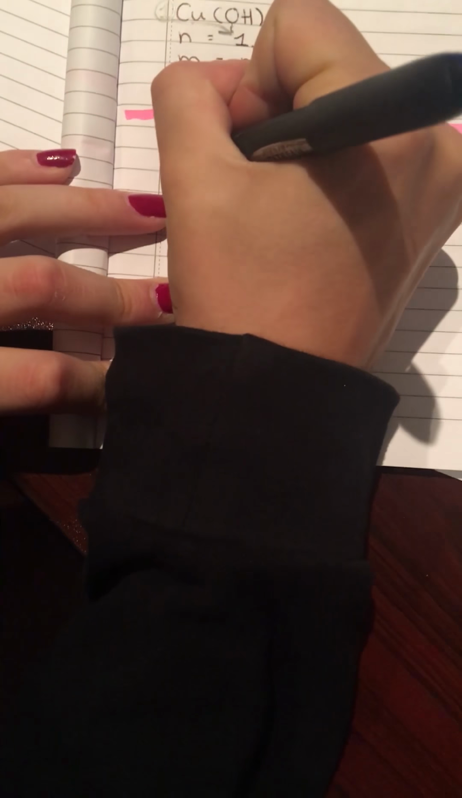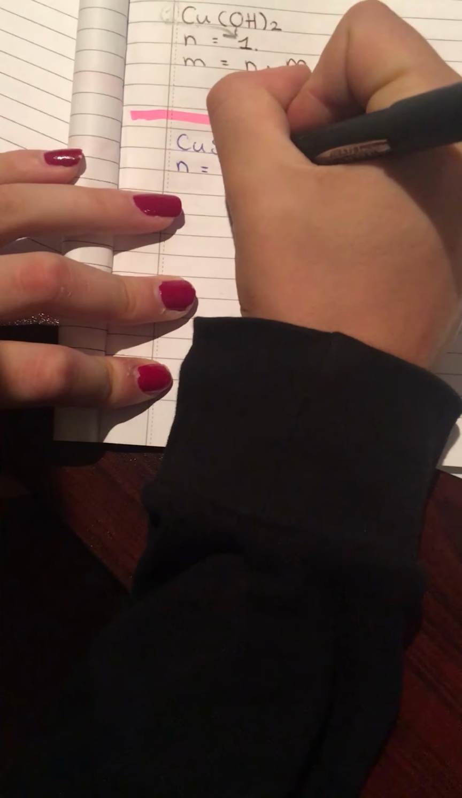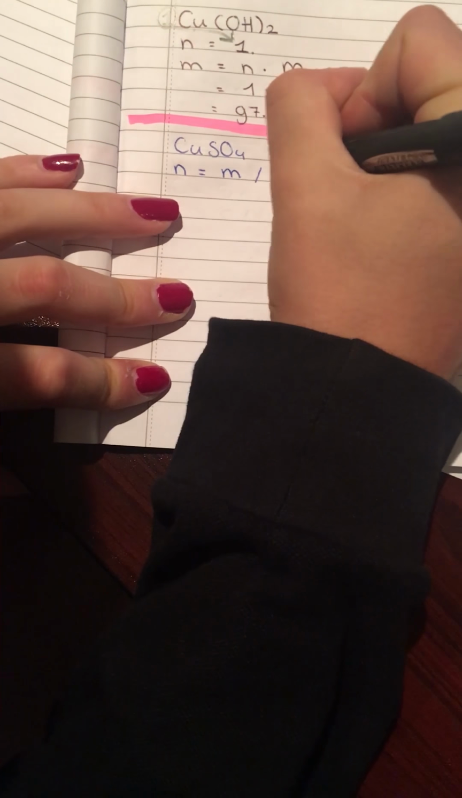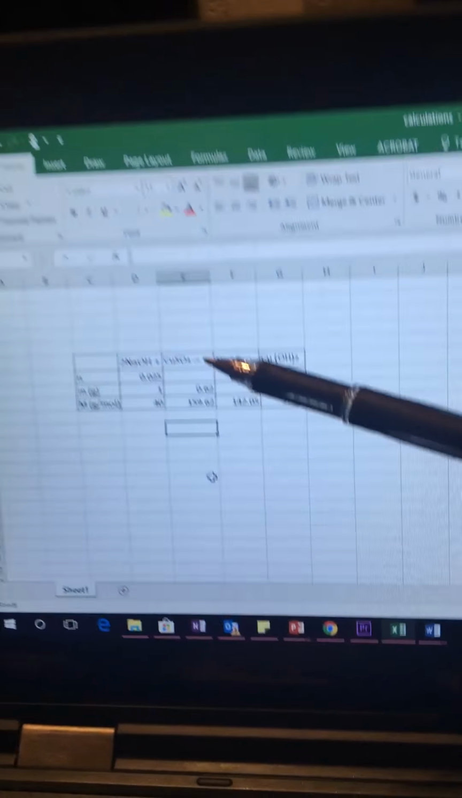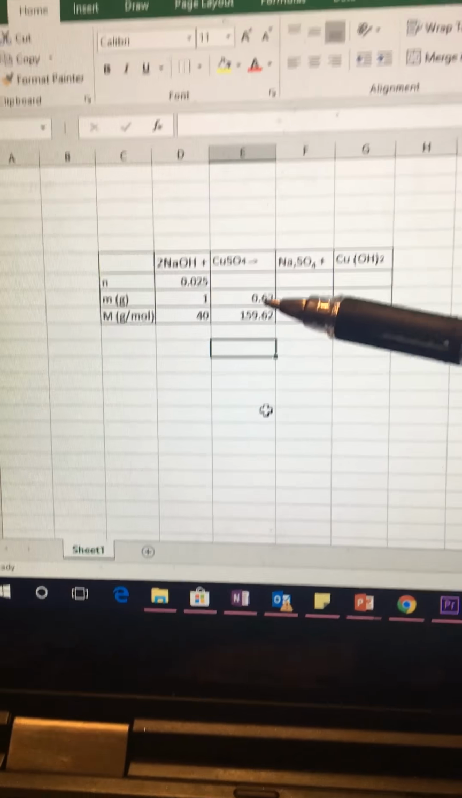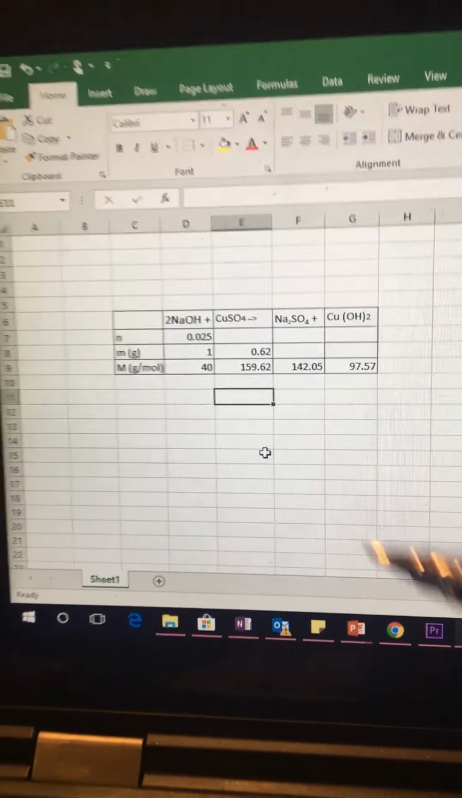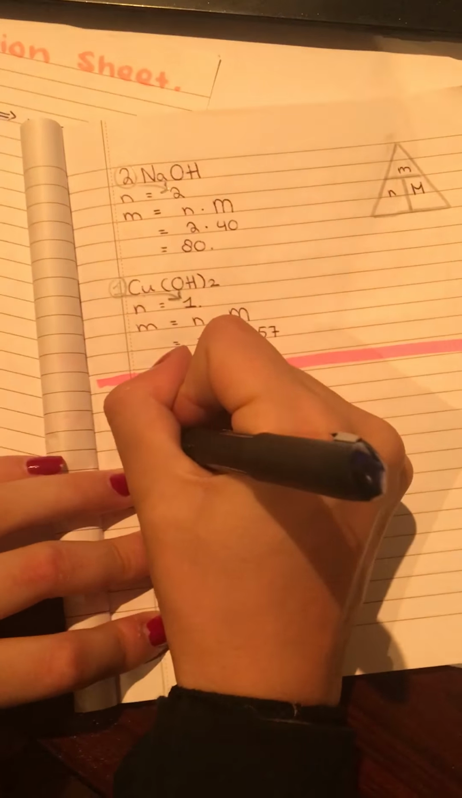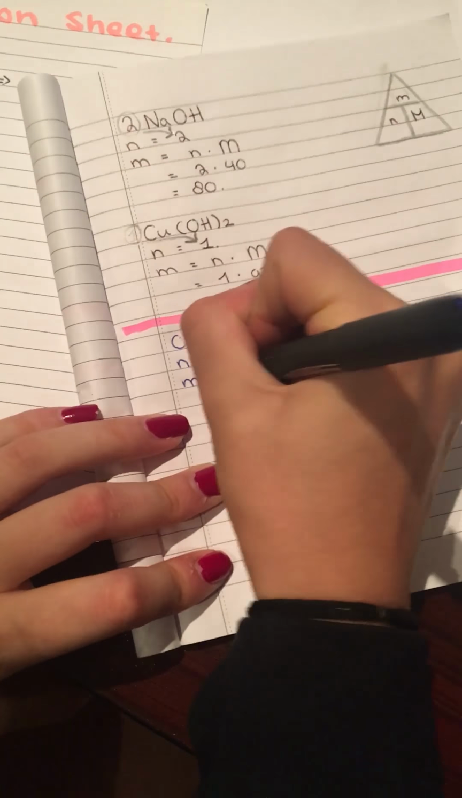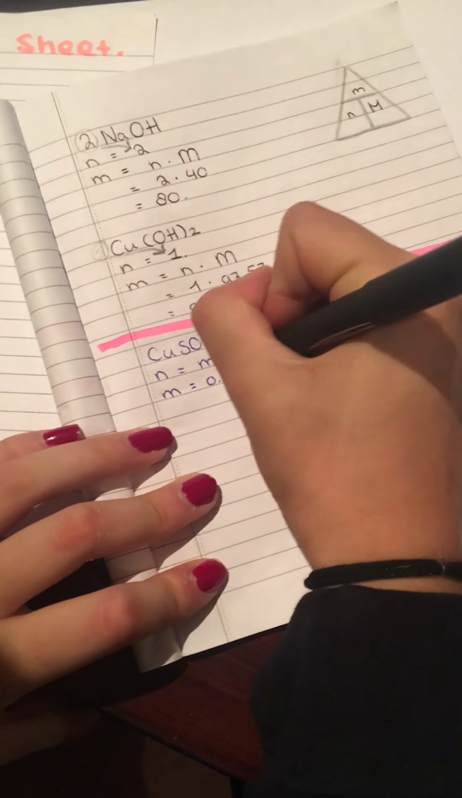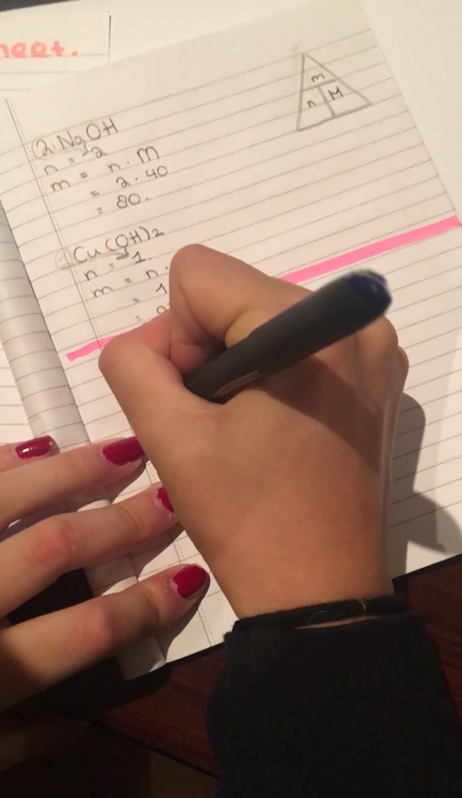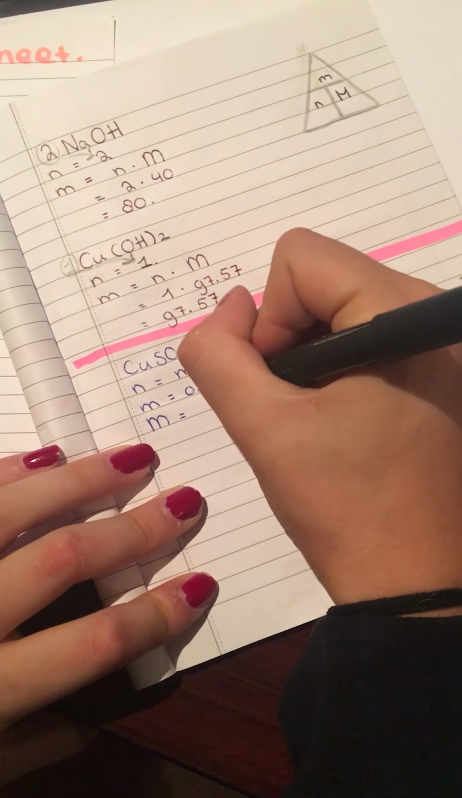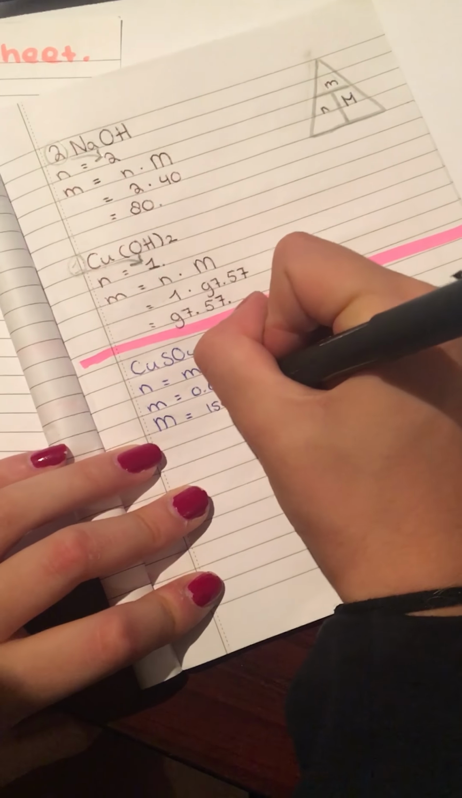To find out the moles in copper sulfate, we need to follow the same steps. Therefore, we divide 0.62 over 159.62, which is equal to 0.003884, which will then be rounded up to 0.004. And these are all our calculations for the reaction part.